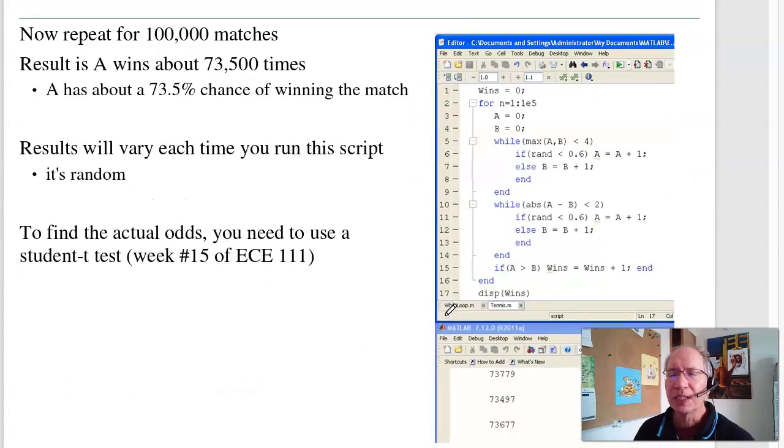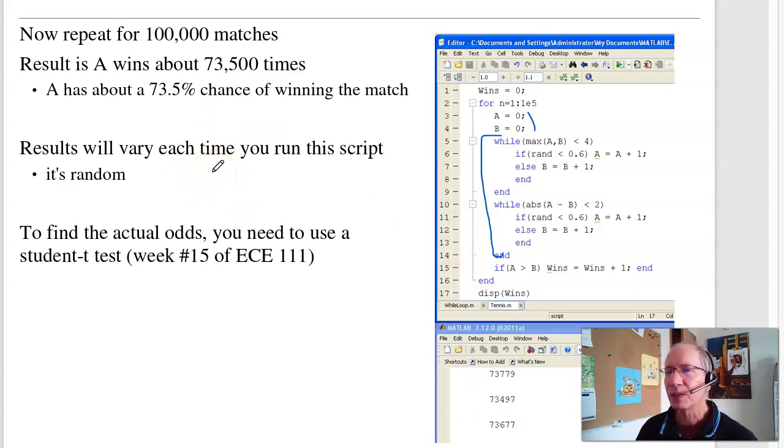Once I can play a single match, now play 100,000 matches. So I take this previous code, stick it inside a while loop, again starting from 0, 0, play 100,000 times, and keep track of how many times A wins the match. If I do that, A wins 73% of the time, about.